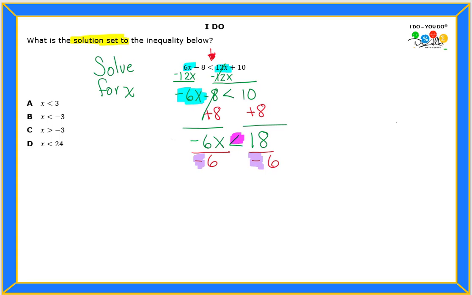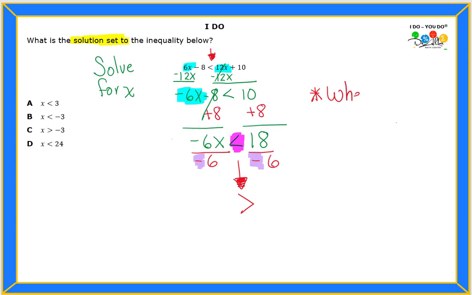Anybody remembers what we do with this sign? We are going to need to flip the sign, right? And I'm going to rewrite it over here. And again, we flip the sign, or we switch the sign, because we are dividing by a negative number. Okay, so that's one of the rules that you need to remember, right?